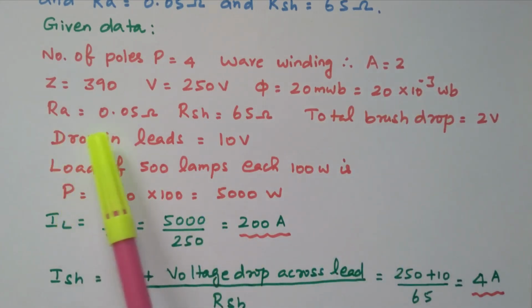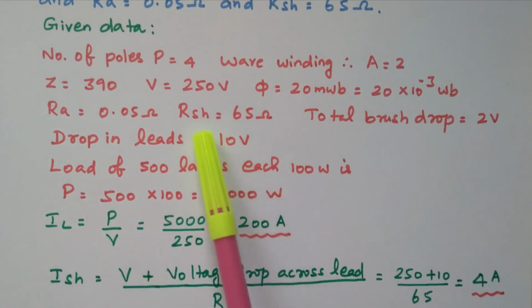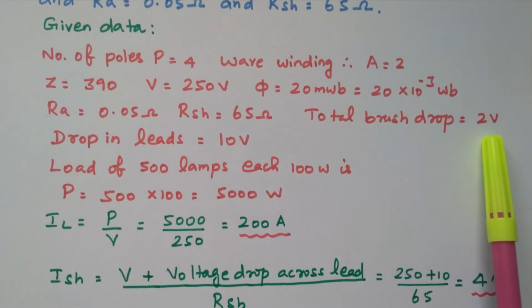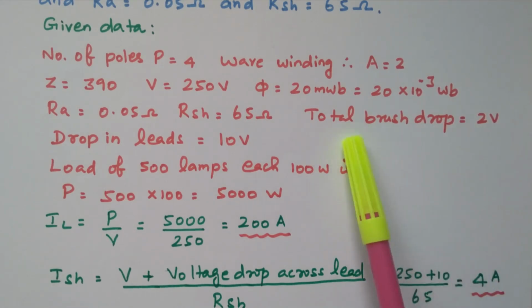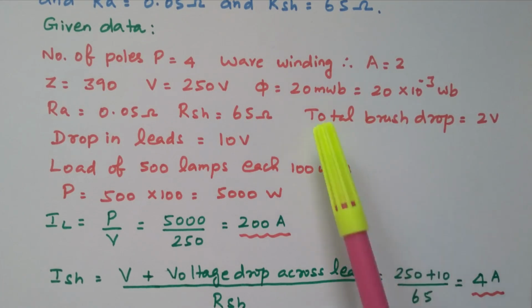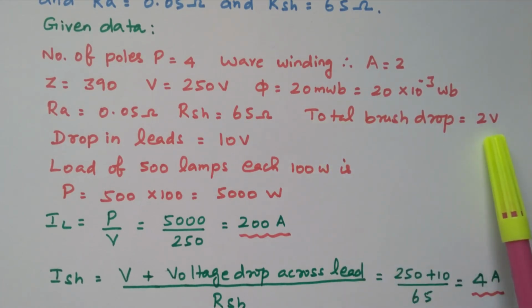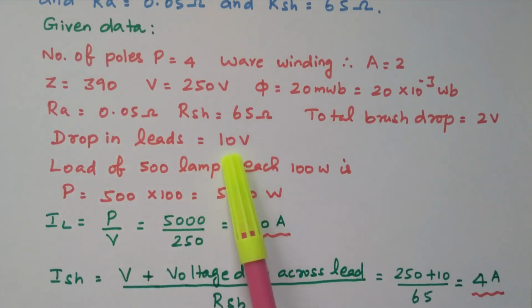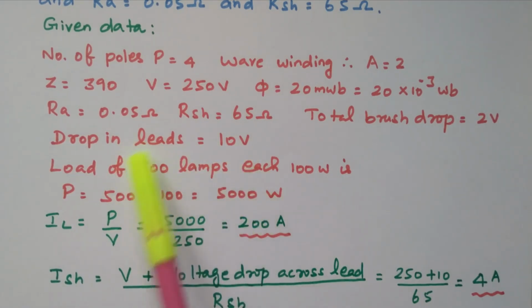Then armature resistance is 0.05 ohm, shunt field resistance is 65 ohm. The total brush drop is equal to 2 volts. There are 2 brushes available, so totally there is a 2 volt drop including both brushes. The drop in the lead is 10 volts. Right, one more drop is the drop in the lead.